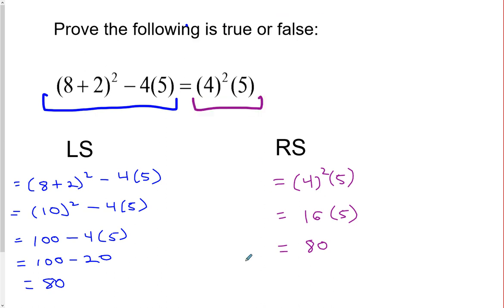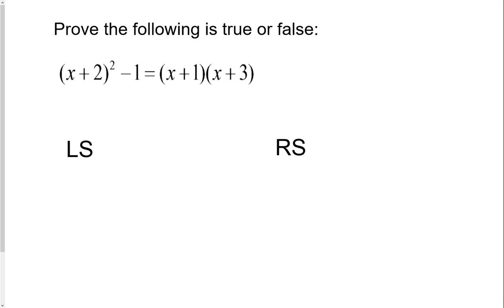So I'm going to write myself a little therefore statement, but it's going to be a really simple one that I think you're going to like. LS equals RS. Left side equals right side. And we've proven it. We've shown that it's true. They both are equivalent to 80, which means they're equal to one another. So we end this by saying LS equals RS. So we've proven that that's true. That was a pretty simple one, just using basic arithmetic.